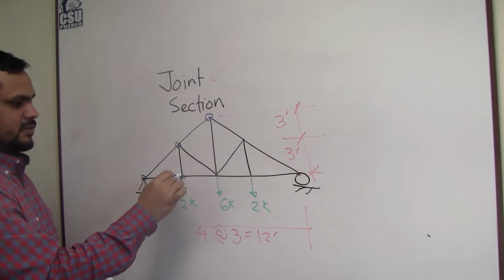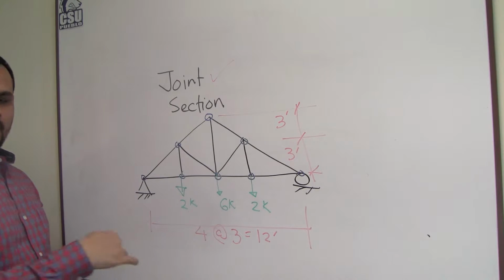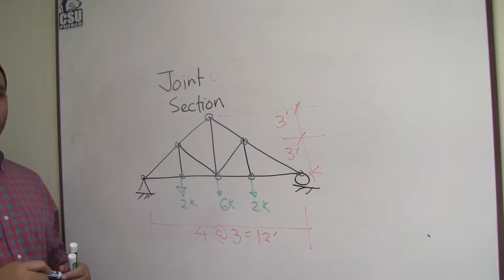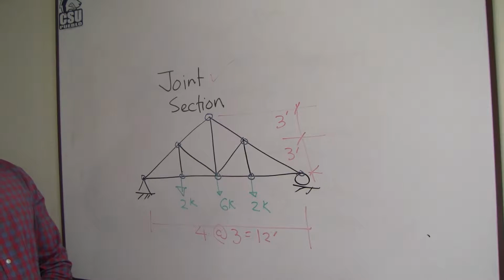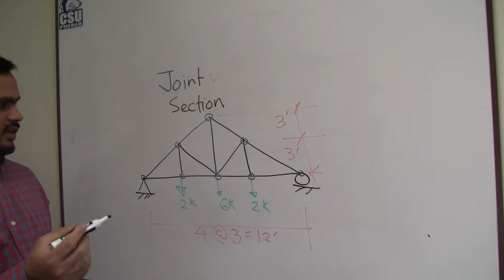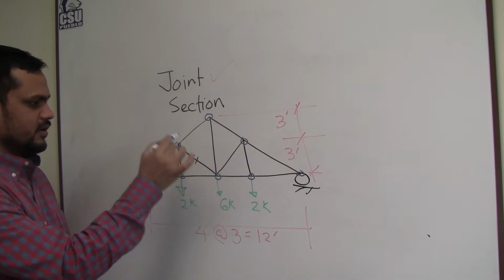If the joints are pin connected and forces are only at the joints, then it will be a truss. Otherwise it will be a frame. So this is a truss. Now if the question asks what is the member force, say in this diagonal.